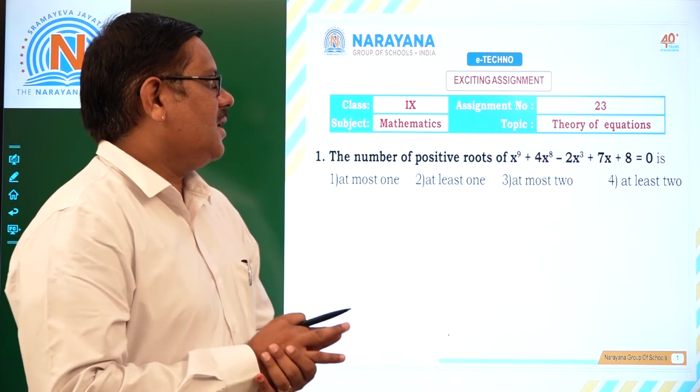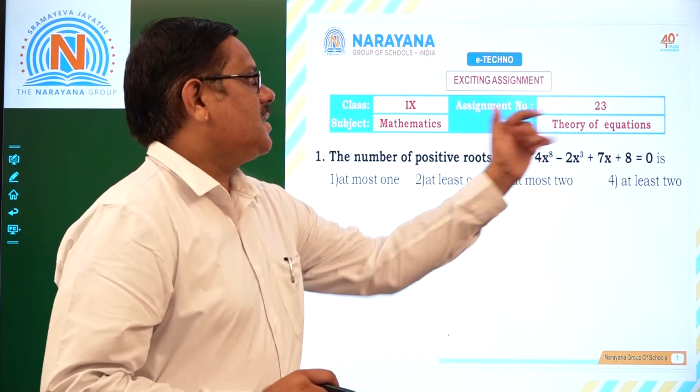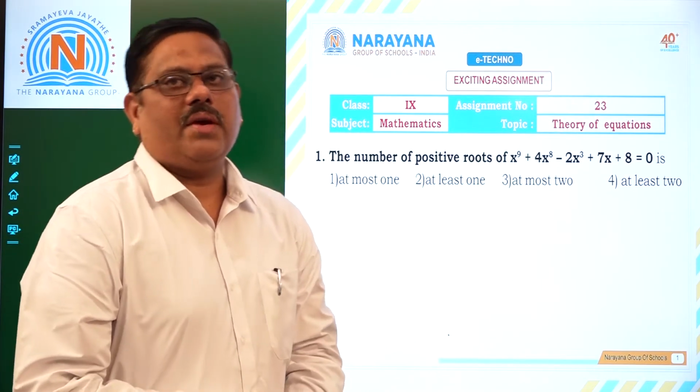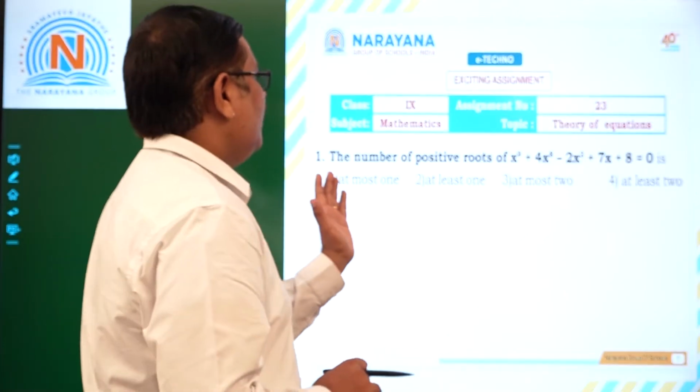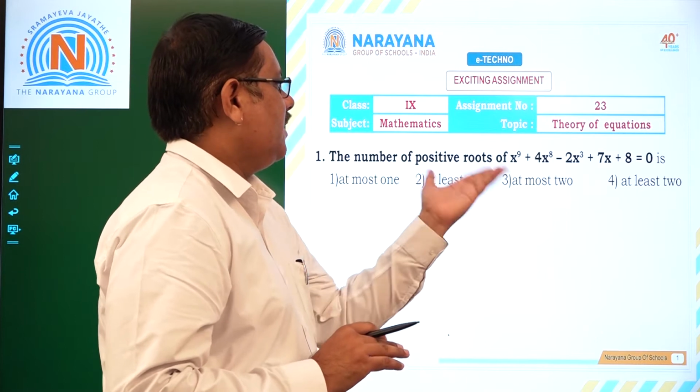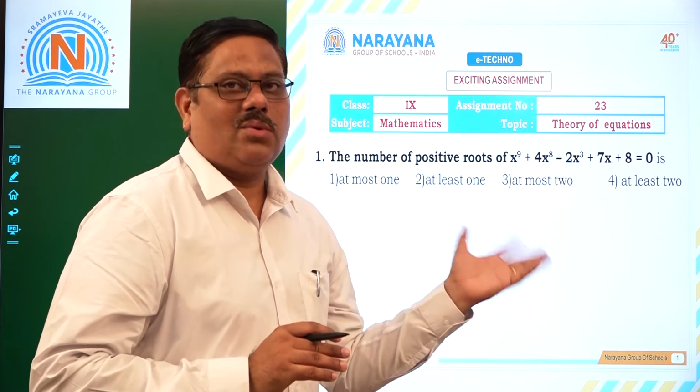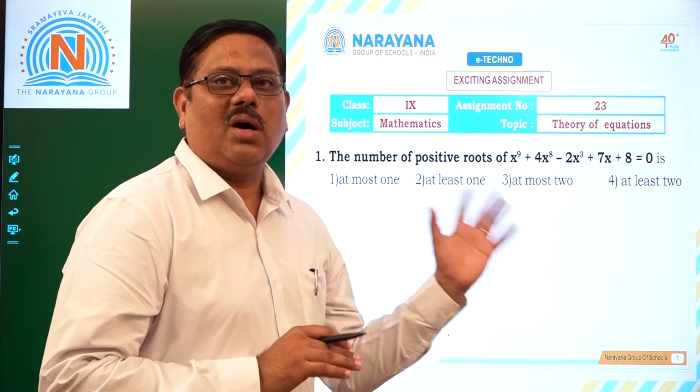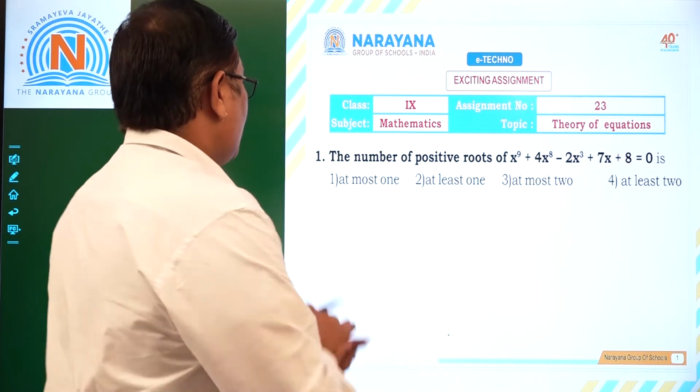Today for 9th class students, we are going to discuss assignment number 23 on theory of equations. In particular, these questions are related to change of sign rule, that is Descartes rule of signs. Okay, now let us see the first question.